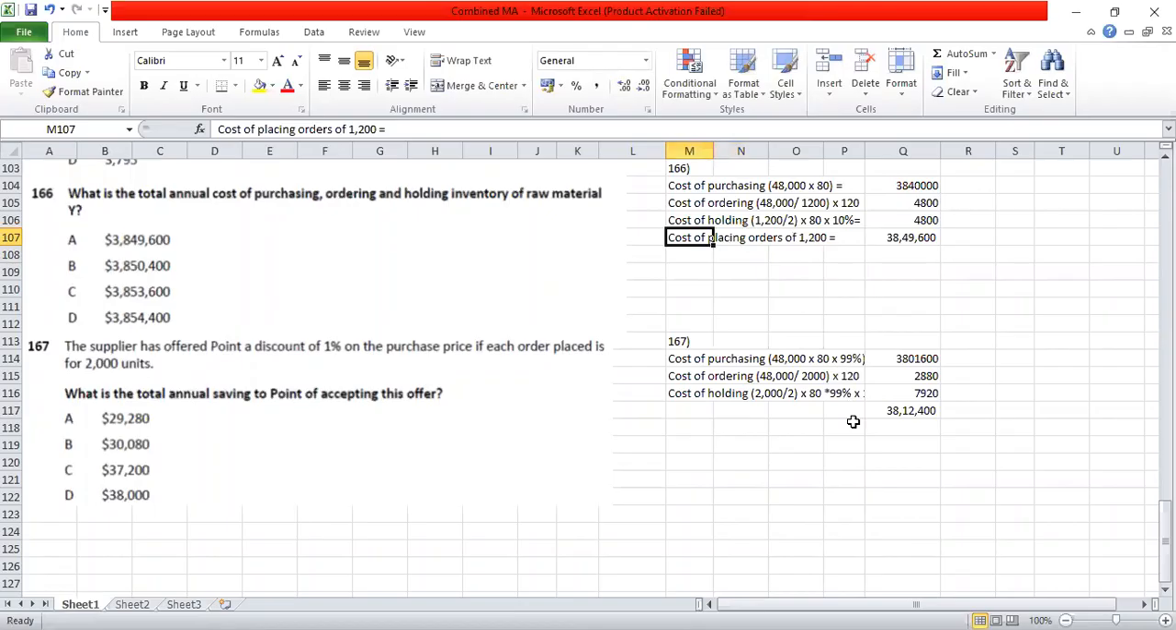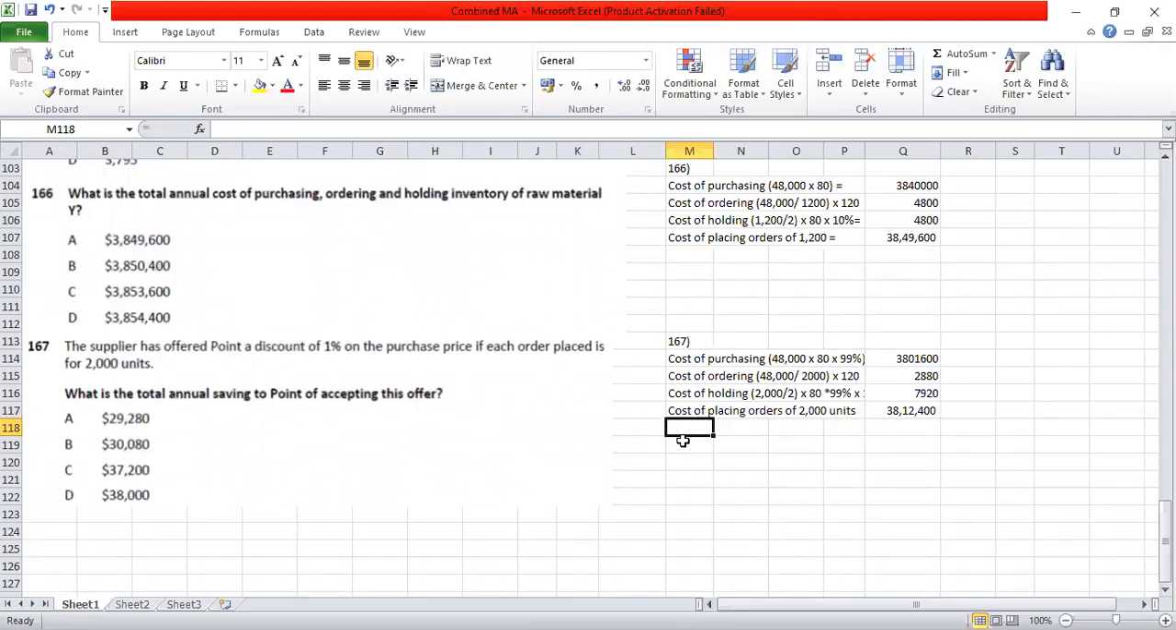When the orders are placed as 1200, this is the cost. Now this is the cost of placing 2000 units. Here we see 384,9600. Here it is 3812.